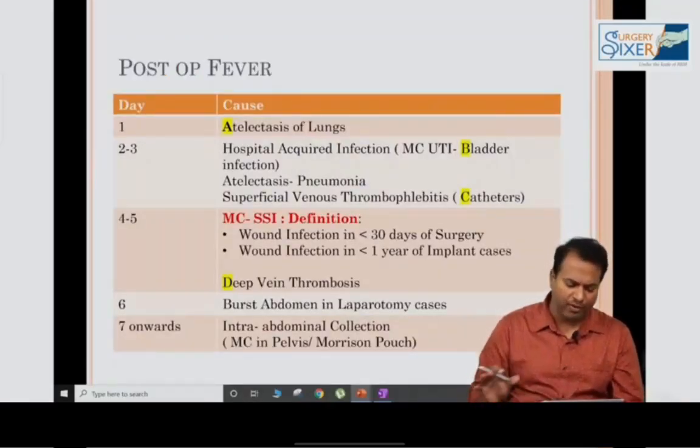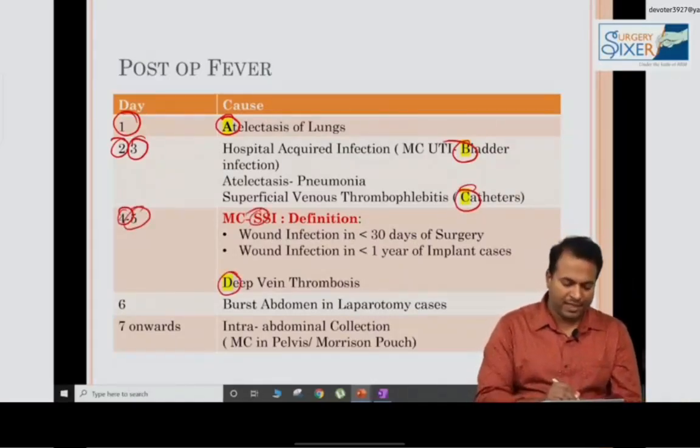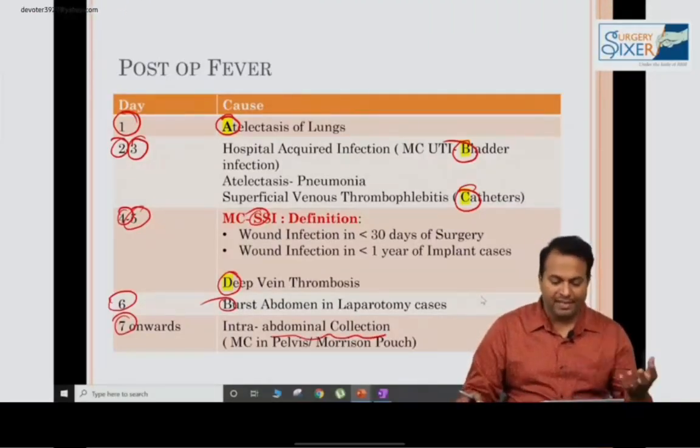And what are the causes of postoperative fever? I told you. Day 1, atelectasis. Day 2, bladder infection. Day 3, catheter infection. Day 4 is DVT. 5 is surgical site infection. 6 is burst abdomen. 7 is collection in the abdomen due to leakage, intra-abdominal collection. Some leakage is happening in the anastomosis, so that is another 7.